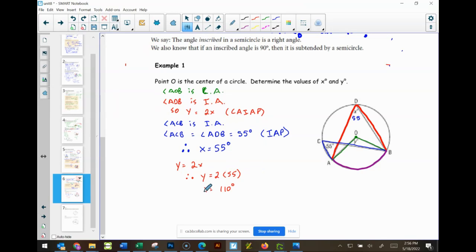So now I can just finish the question, and I've already proven why it's okay for me just to write that y equals 110 degrees there. So we used 2 of those 3 properties for that one question, and that's okay.